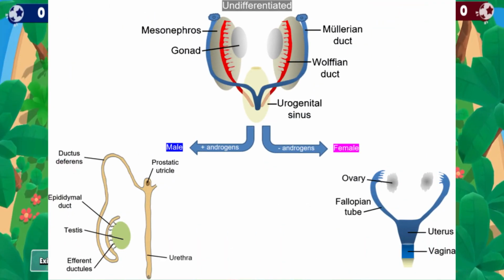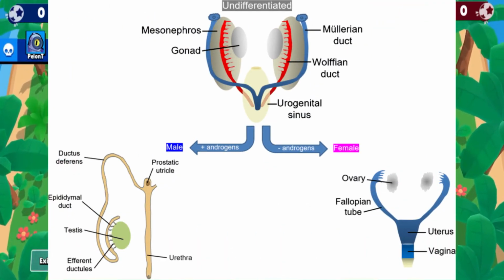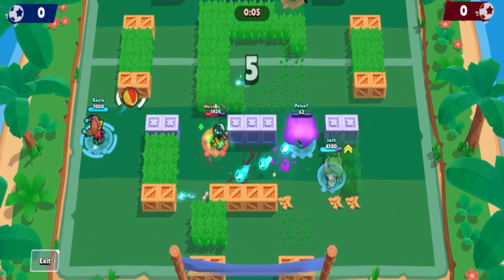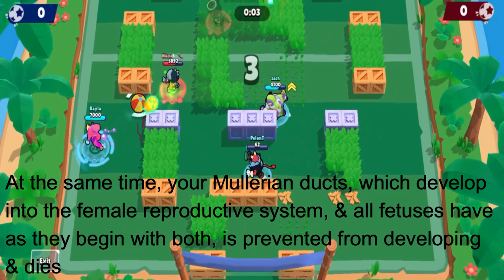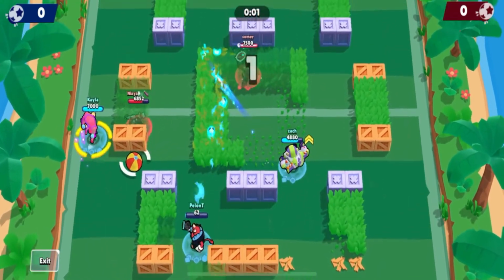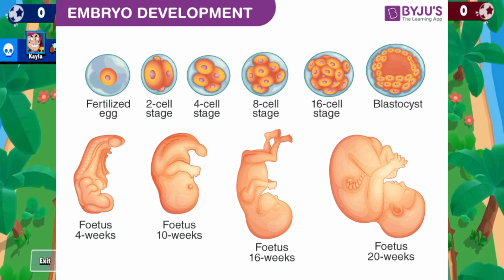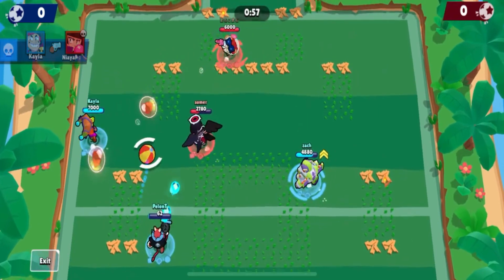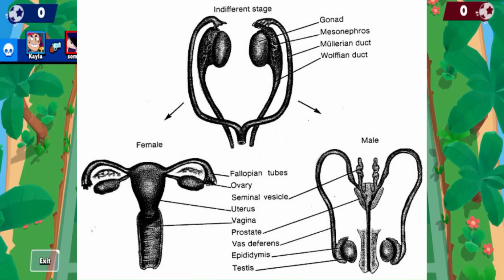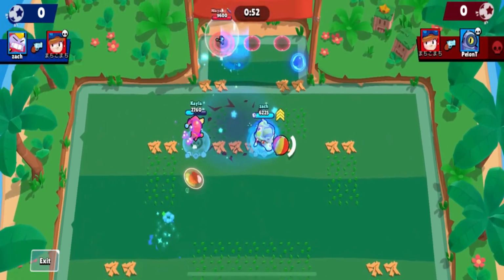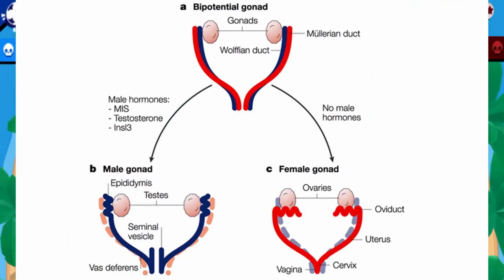If you continue down the male path, your Wolffian ducts, which are the ducts responsible for the development of the male reproductive tract, will begin developing into the male reproductive system. At the beginning, all embryos start off with no distinct sexual anatomy until about 6 weeks or so of pregnancy, when the testicles in males begin to develop, but the internal sex organs will continue to look the same until about 9 weeks of pregnancy.